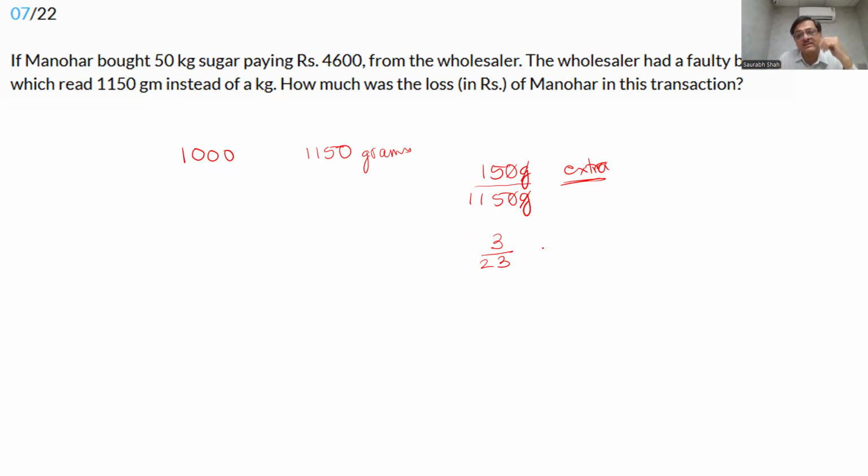Instead of 20, he is paying 23. He is losing 3 out of every 23. And the question says he has paid 4600. So simply do the cancellations. Manohar has lost 600 rupees. The correct number to be entered here is 600.